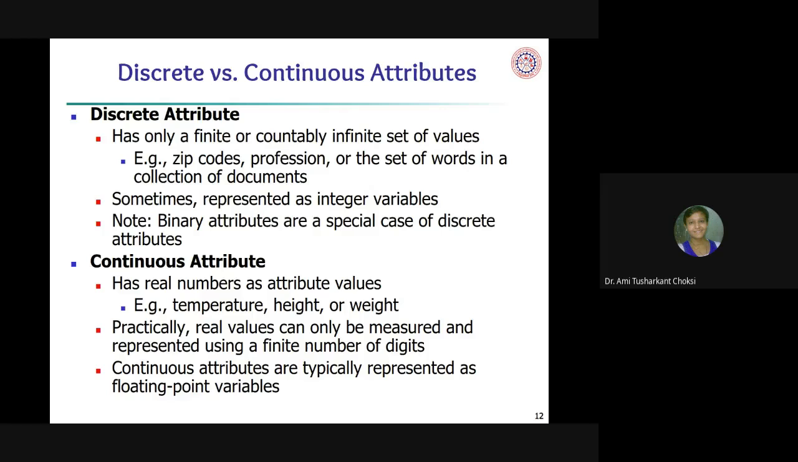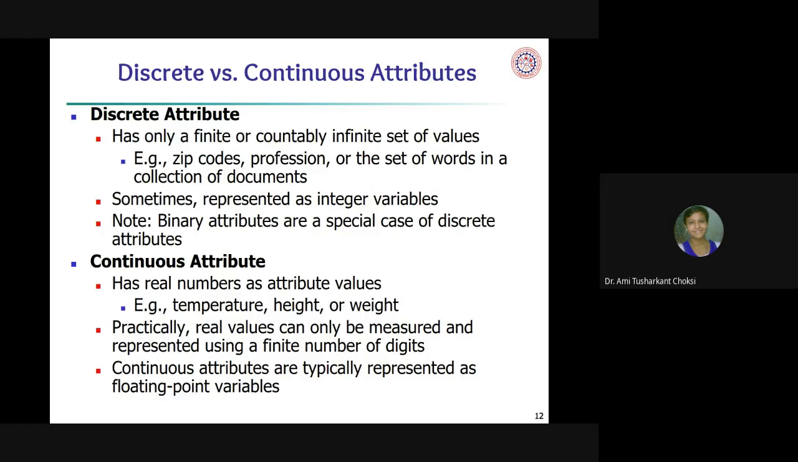For example, zip codes, profession, set of words in a collection of documents, sometimes represented as integer variables. Note, binary attributes are a special case of discrete attributes.